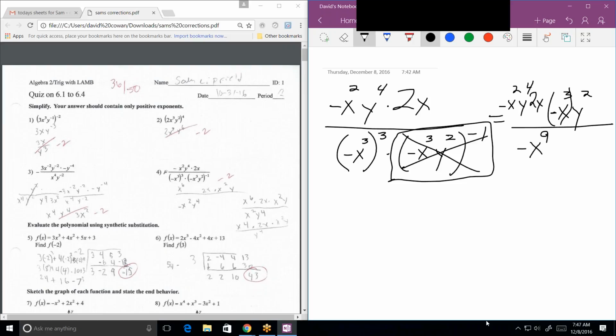Now let's simplify. Take all the x's in the numerator, combine them. What do you get? What you have is a minus x squared, you have a 2x, and you have a minus x cubed. Combine all three of those.